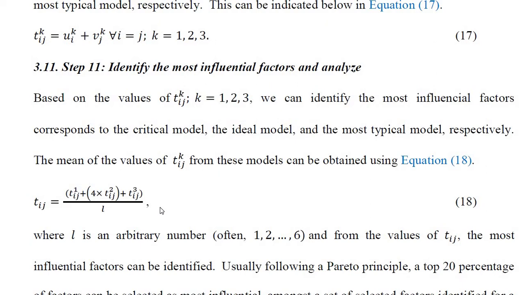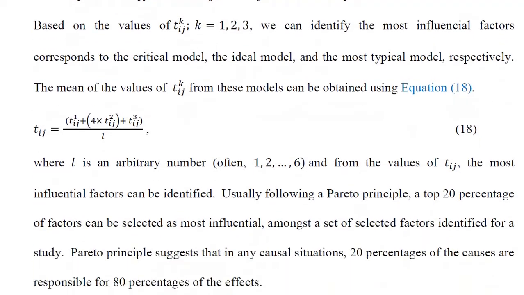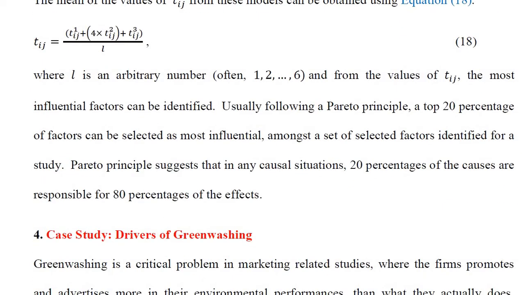You will get the values, and the most influencing factors can be understood. Usually we can use L as an arbitrary number from 1, 2, 3 up to 6, because here the weights total 6, from 1 plus 4 plus 1, so we can divide by 6. Any value from 1 up to 6 is fine, but usually we use 6. If the values are very low, you can magnify them by reducing the number, dividing by only 5 or 4, and you will get a magnified response.